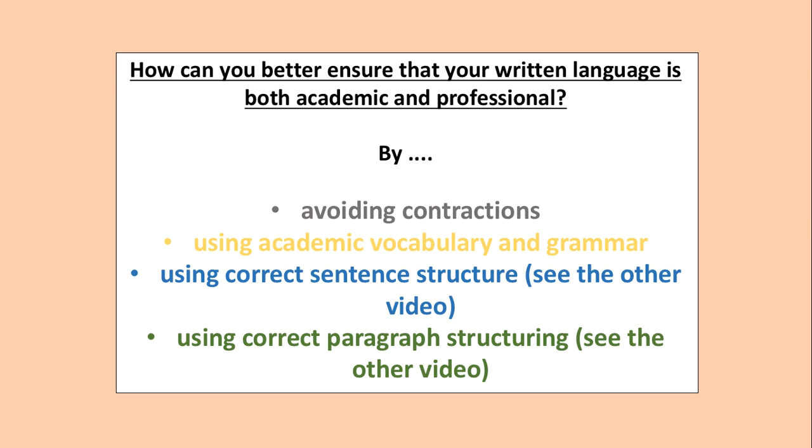And what is it? What's the topic? Well, the topic here is how can you better ensure that your written language is both academic and professional? In essence, you can do so by avoiding contractions, using academic vocabulary and grammar, by using correct sentence structure, and by using correct paragraph structuring.